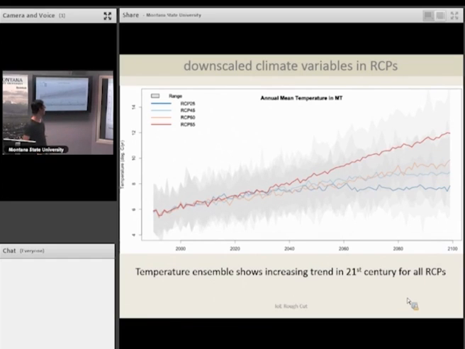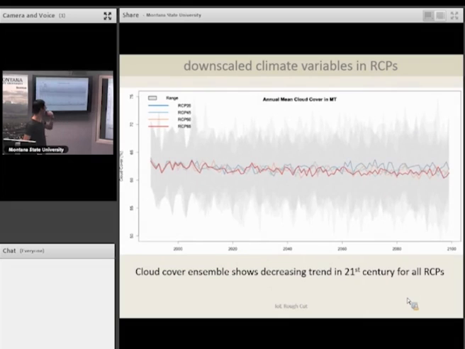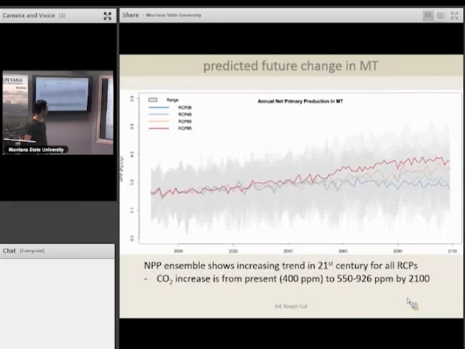And this is the cloud cover. It shows that it has a slight decreasing trend, because there is more precipitation in the future. And this is the annual NPP in Montana, and it has an increasing trend because of the carbon dioxide fertilization effect.